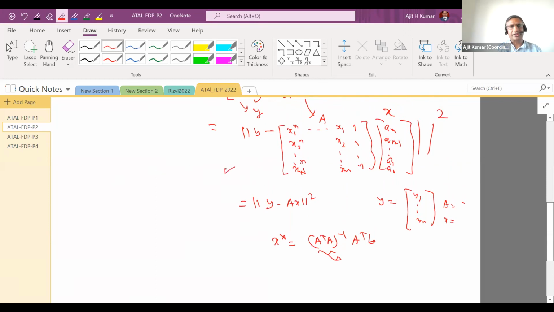We will solve these problems in a minute in Sage. Is this clear to everybody? What is the meaning of least square solution and how to solve them?